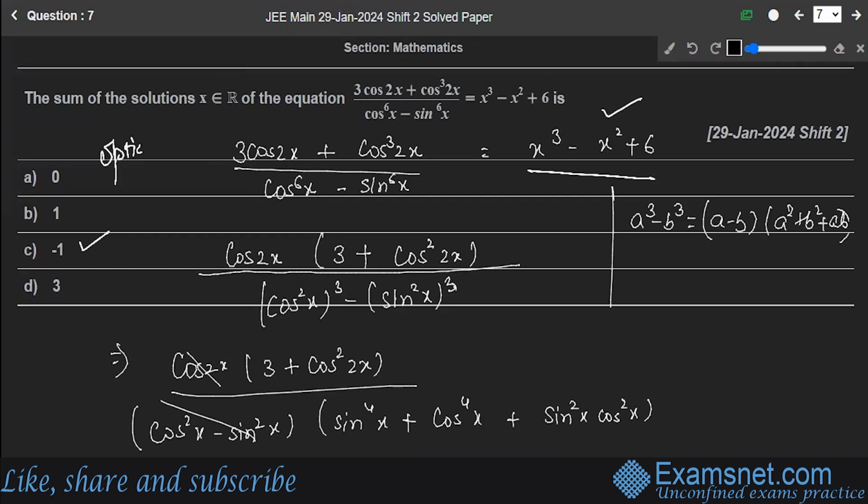Okay, so here it is. We have option C as the right answer. Hope you're clear with this. Let's move to the next question then.